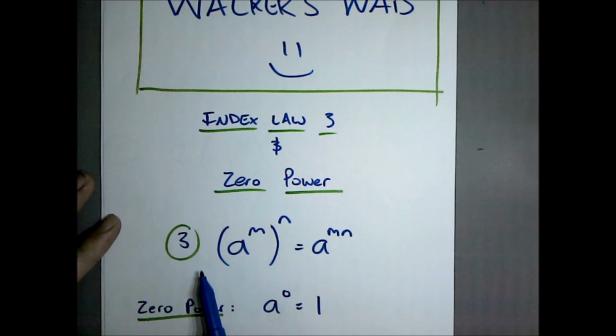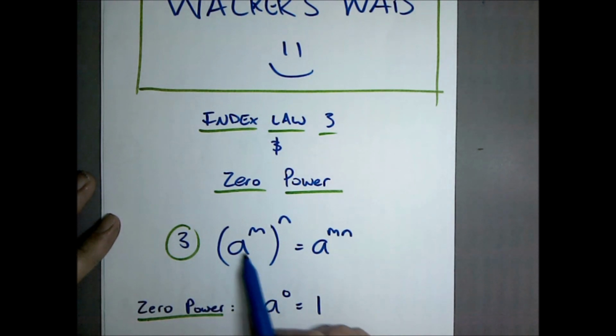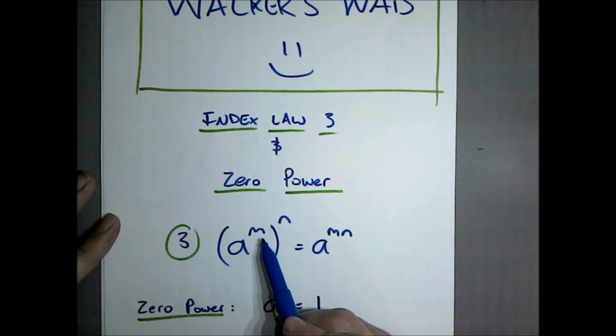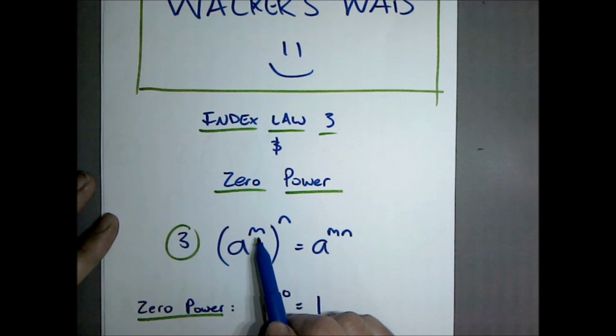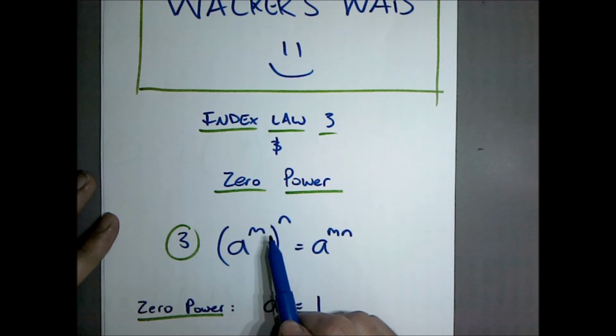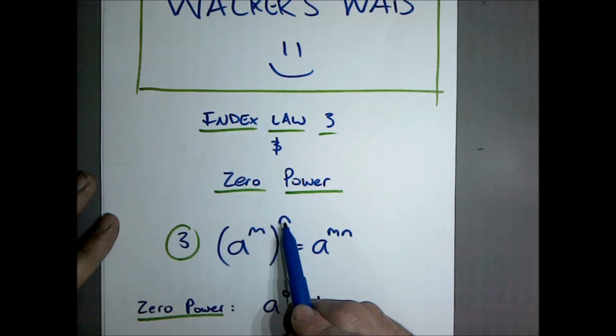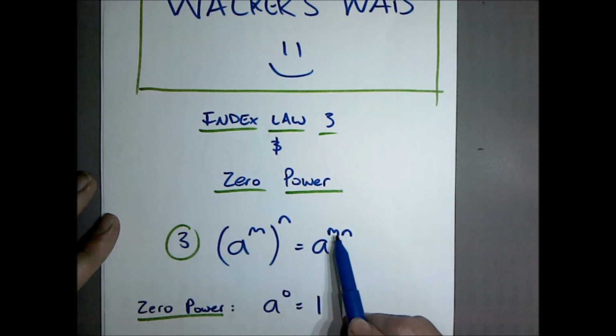So for the third index law, basically what the rule is saying is that if I have some number that already has a power and all of that has another power, then all I need to do is just multiply the two powers together. So I've got a to the power of m, all to the power of n, is equal to a to the power of m multiplied by n.